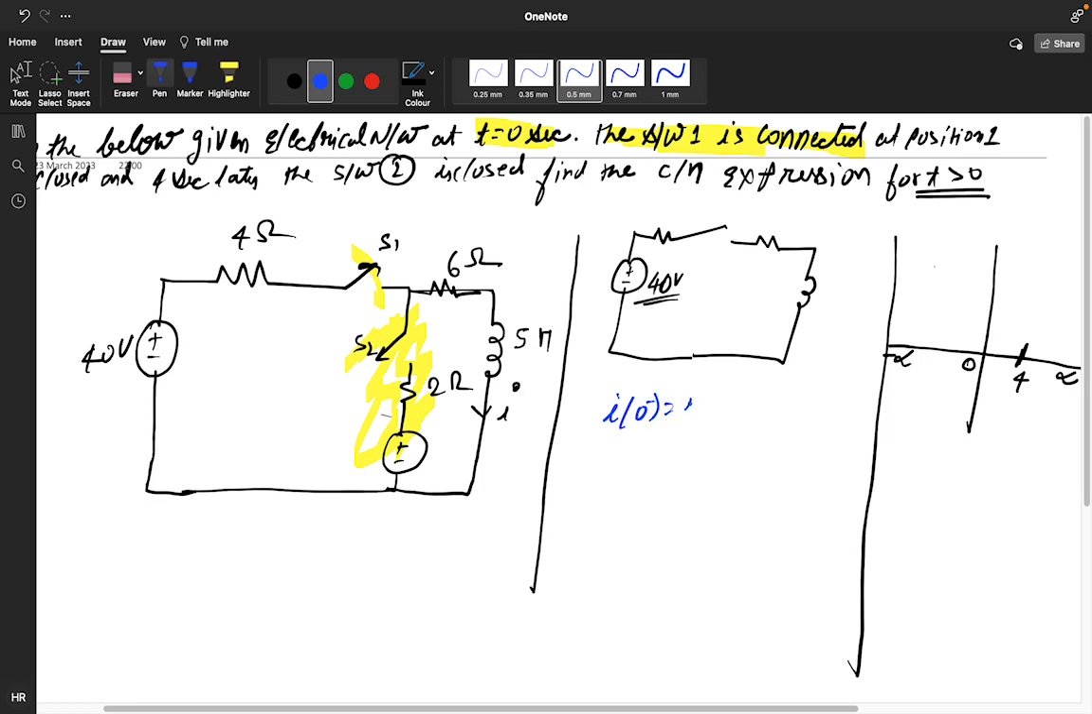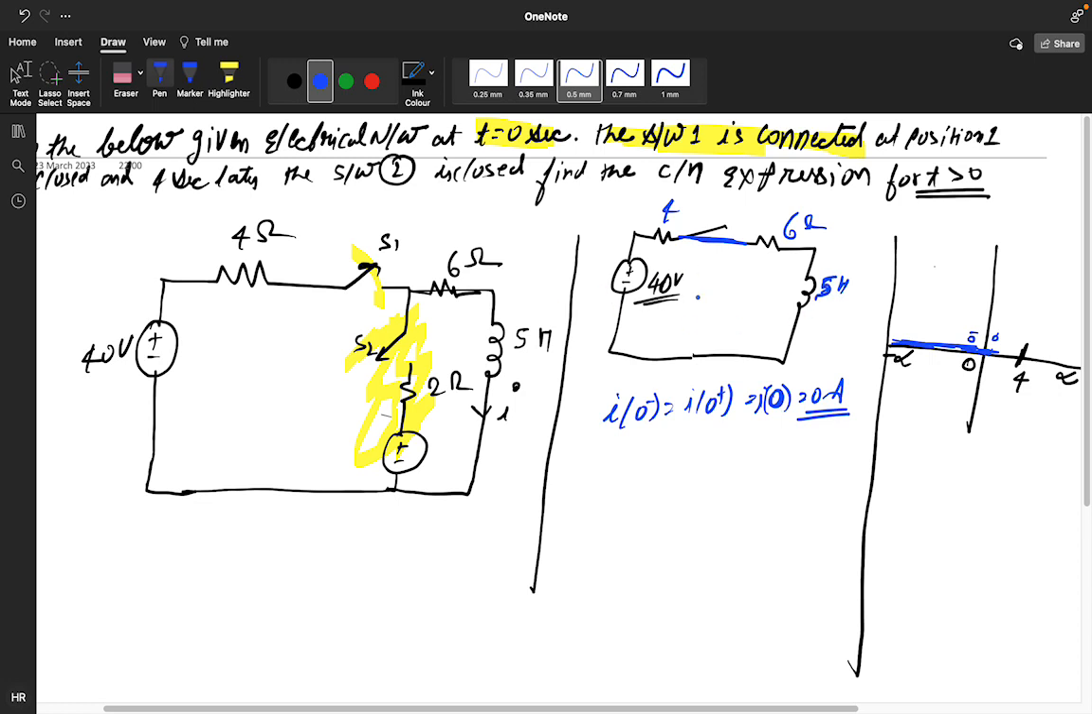I of 0 minus is equals to I of 0 plus is equals to 0. I of 0 is equals to 0 ampere. Okay, so there is no current up to 0 minus, this is my 0 plus. So up to 0 plus we are not getting any current. So now at t is equals to 0, we are connecting this supply. So this is my 4, this is my 6, this is my 5 Henry.